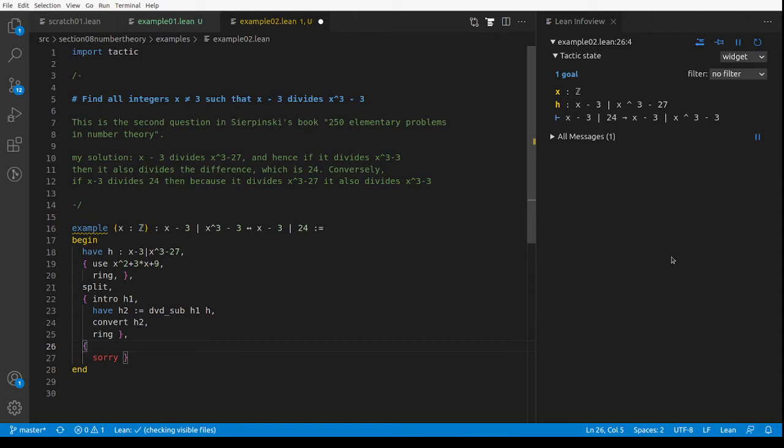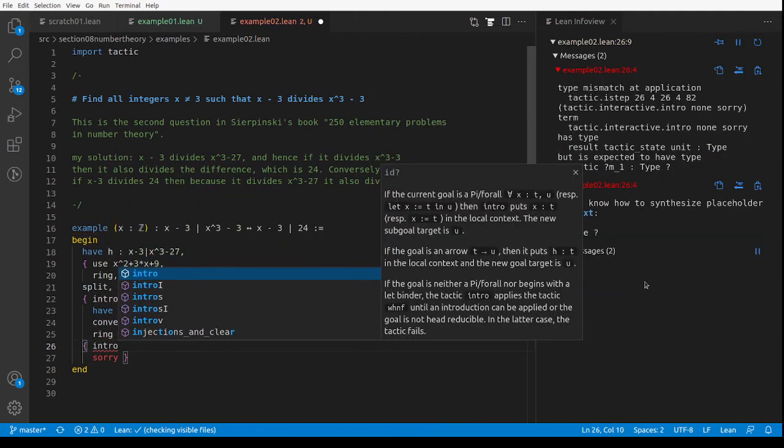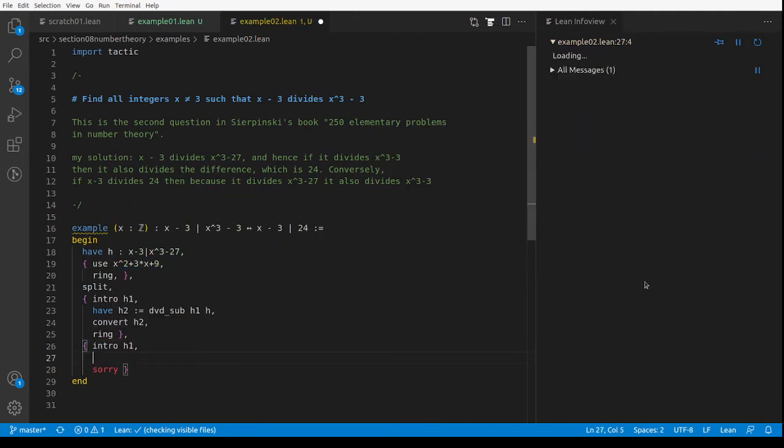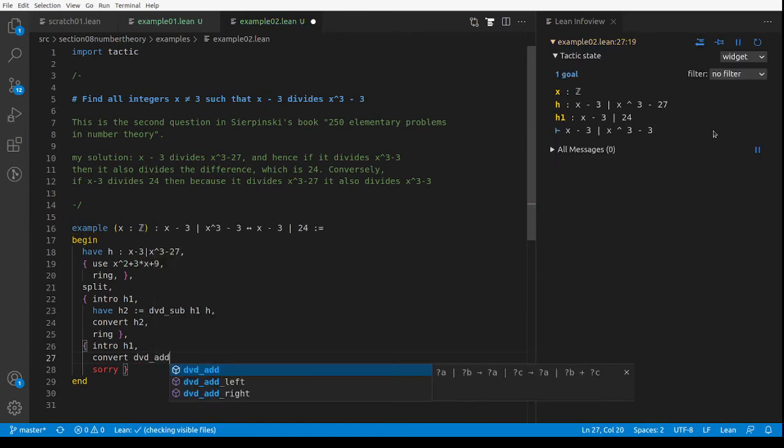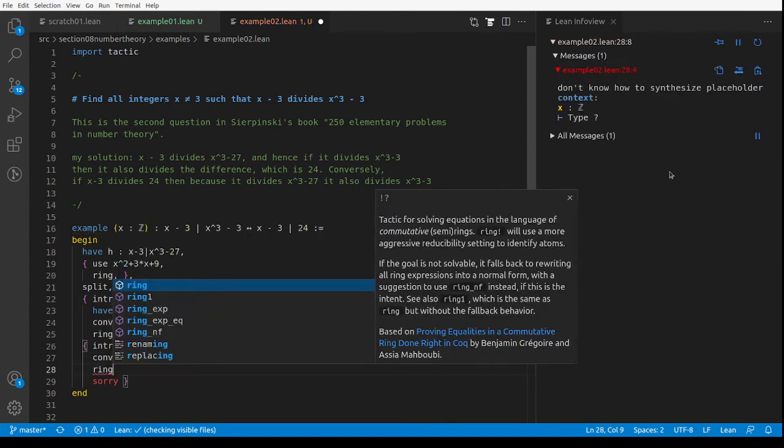And this way should be just as easy. So intro H2 or H1. And now my claim is that if x minus 3 divides this and x minus 3 divides this, then it divides their sum, right? So I can just do convert. It's going to be called dvd_add, right? dvd_add H1. And again, I can just use the ring tactic.